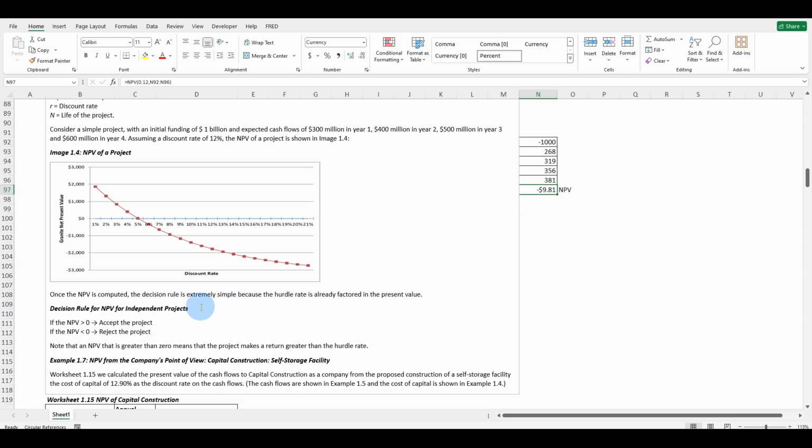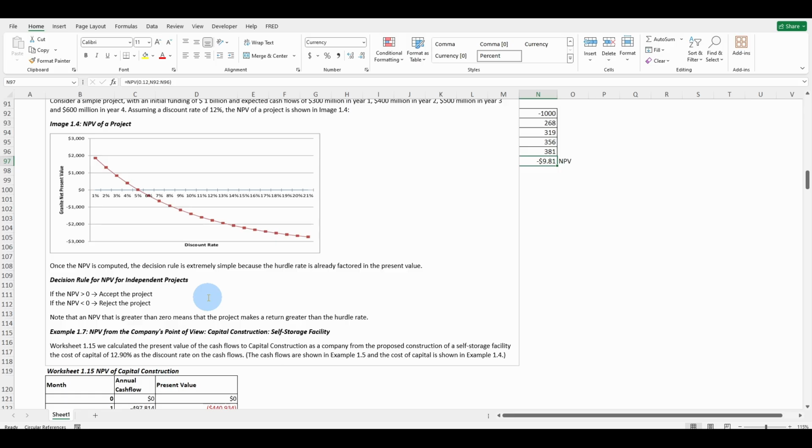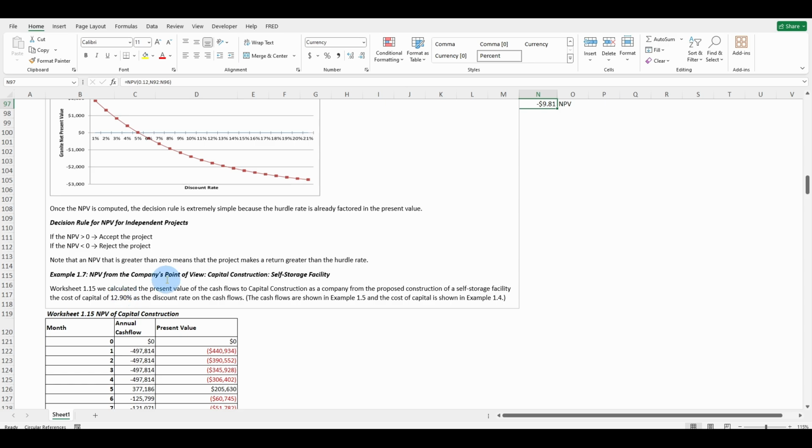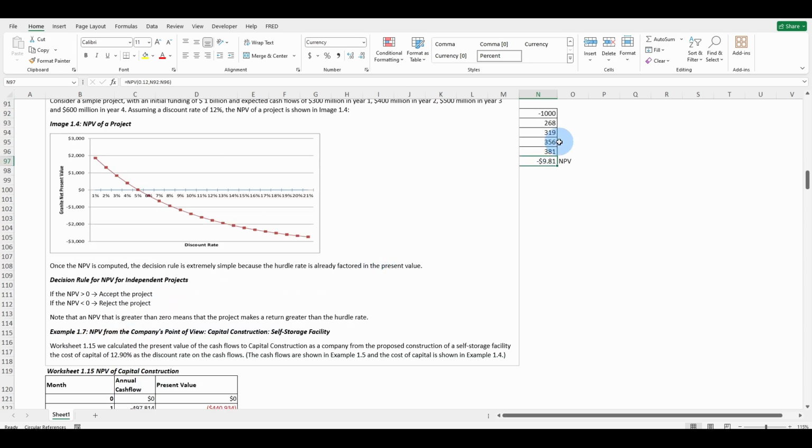Once the net present value is computed, the decision rule is extremely simple because the hurdle rate is already factored into the present value. Decision rule: if the net present value is greater than 0, accept the project. If net present value is less than 0, reject the project. Note that an NPV that is greater than 0 means that the project makes a return greater than the hurdle rate. Our hurdle rate is 12%. Not in this case, because we have a negative net present value. If this was positive, if it was 0, what's the rate of return we're earning?